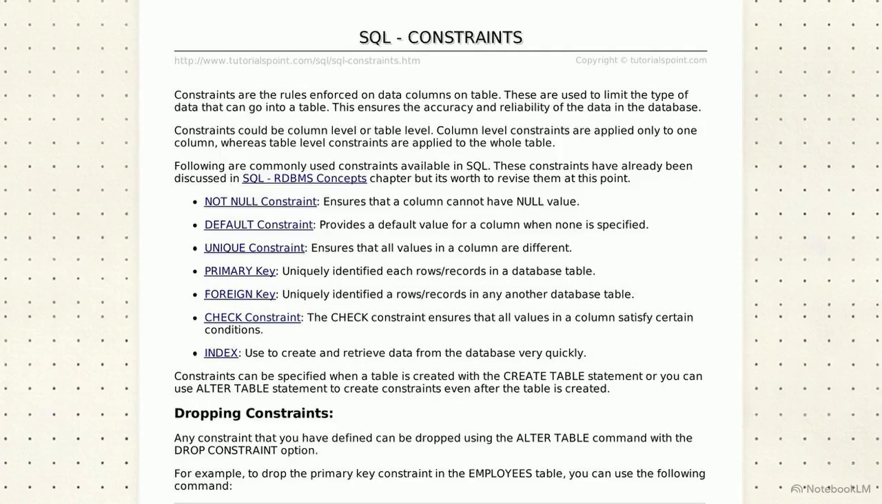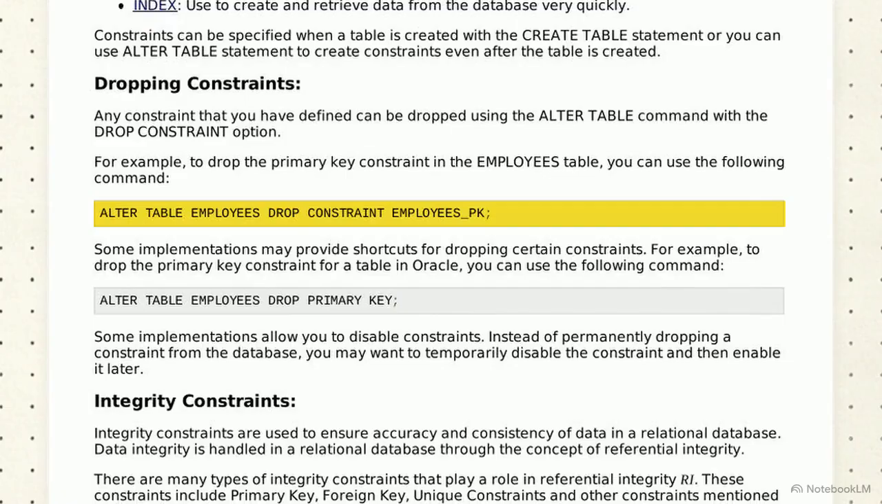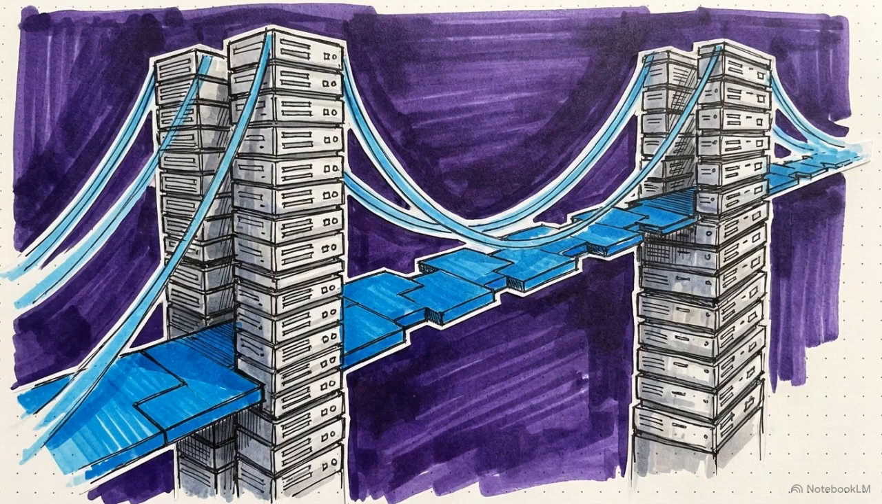Looking at this documentation on SQL constraints, you can see that these architectural rules are strictly enforced, but they aren't permanent. Engineers can use the alter table command to drop or disable these constraints as the system evolves. Table-level constraints create a load-bearing ecosystem, preventing interconnected datasets from collapsing into chaotic, orphaned records.